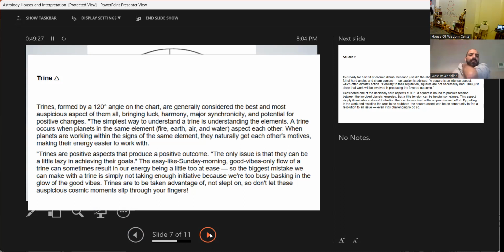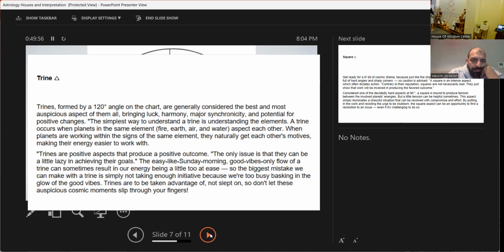The simplest way to understand the trine is understanding the elements. A trine occurs when planets of the same element, fire, earth, air, or water, aspect each other. When planets are working within the signs of the same element, they naturally get each other's motives, making their energies easy to work with. Trines are positive aspects that produce positive outcomes. The only issue is that they can be a little lazy in achieving their goals.